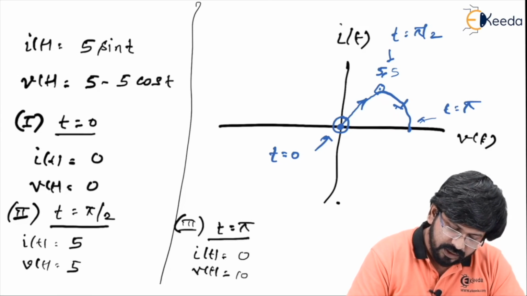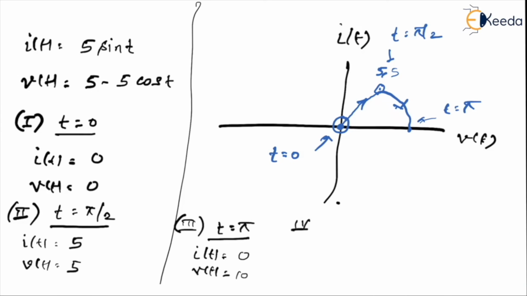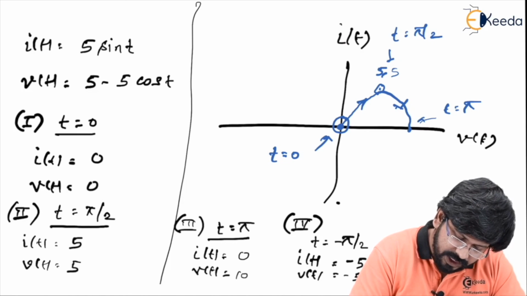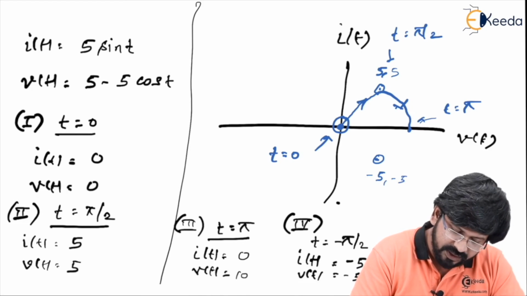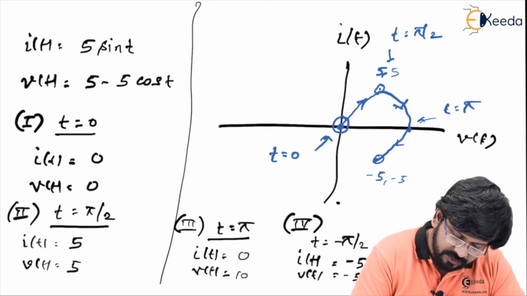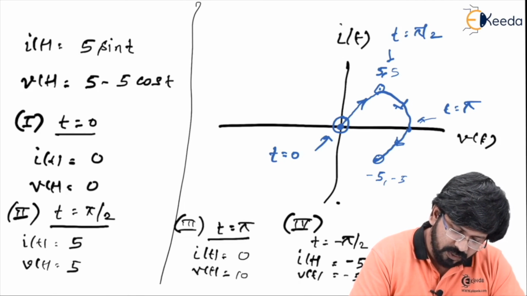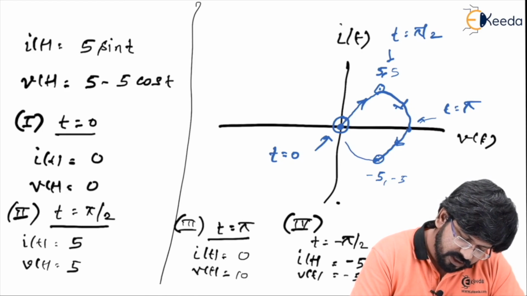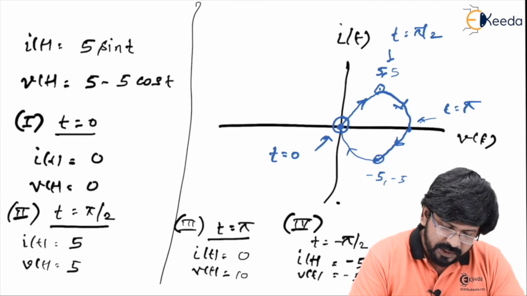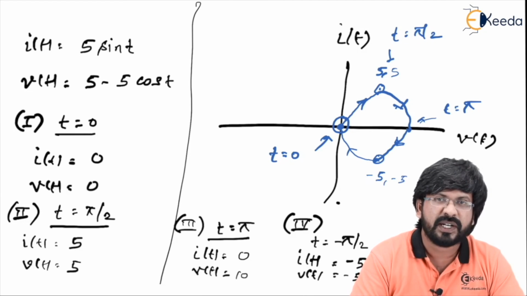Also you can go on calculating a fourth point now, where t is equal to minus pi by 2, so that I(t) and V(t) can be calculated. Both of them come out to be minus 5, minus 5. So you will get this point where both of them are minus 5 and minus 5, that is the third quadrant, and then you can go this way. And again, if you substitute t equal to 0 or t equal to 2 pi, you will again go back to this. It means this is the variation of I(t) with respect to V(t).